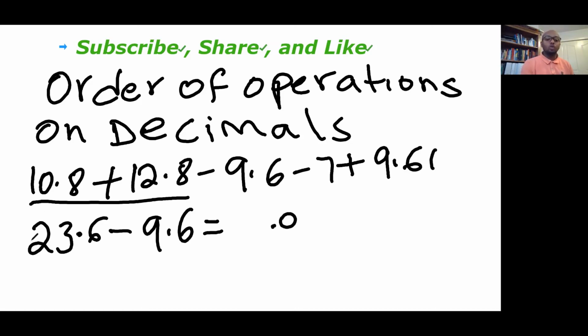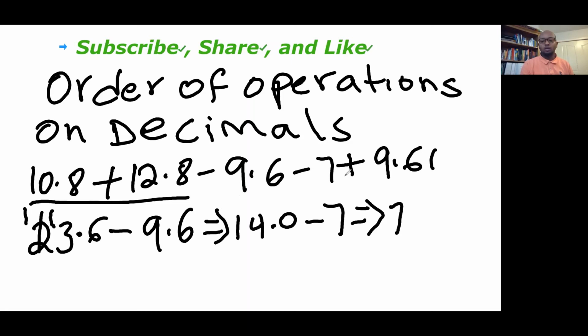So we borrow 1 from here. So here becomes 13, and here will be 1, and the 2 is gone. So 13 minus 9 is 4, and we have 1 left there. So we subtracted here. Again, we subtract 7. So that gives me 14 minus 7 is 7. Okay, so that number I will add to 9.61, which is the last one.